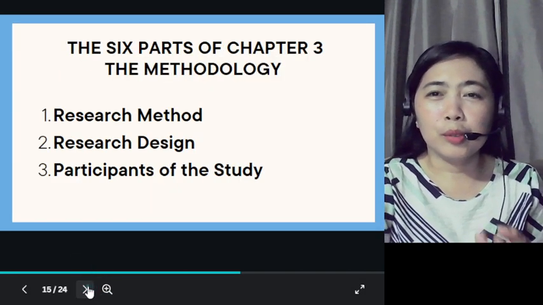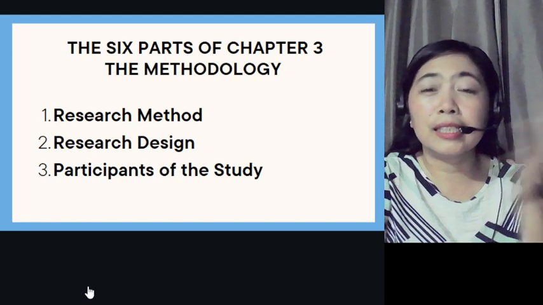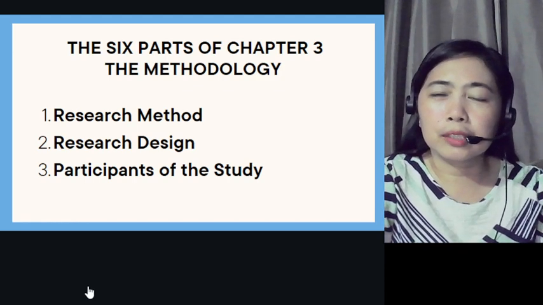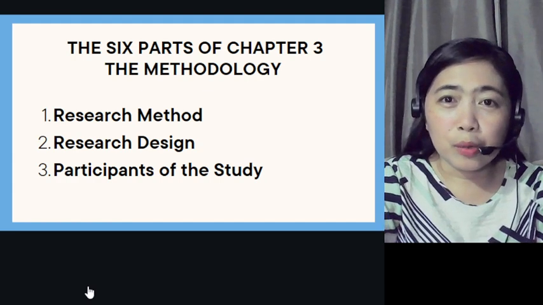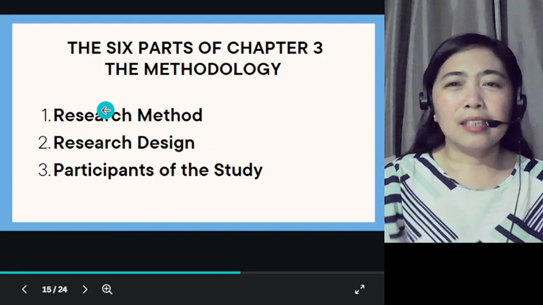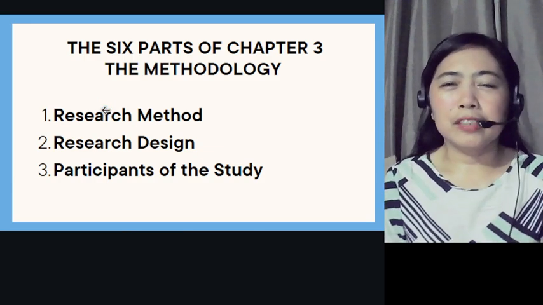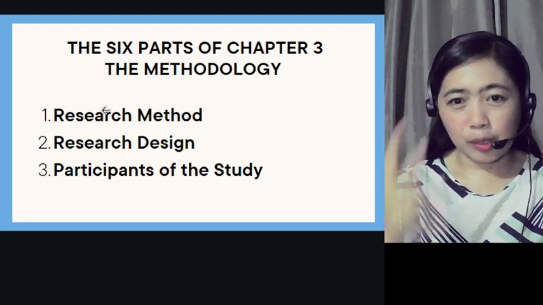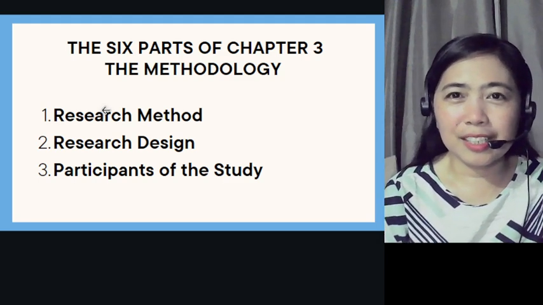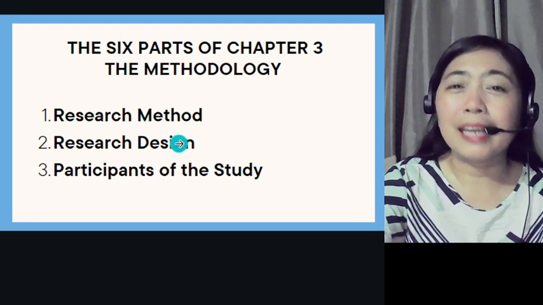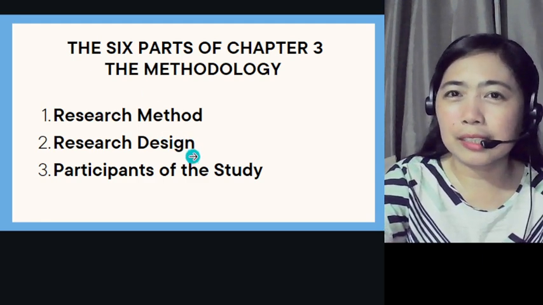Okay, later in your chapter, in the next chapter of your research, chapters 4 and 5, you'll be writing another one for the interpretation. So here are the basic 6 parts of writing your chapter 3. Actually, I would like to also insert here the research locale. That is the highlight, the most important, as we can say.